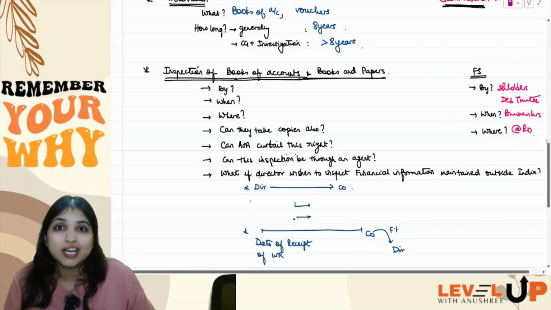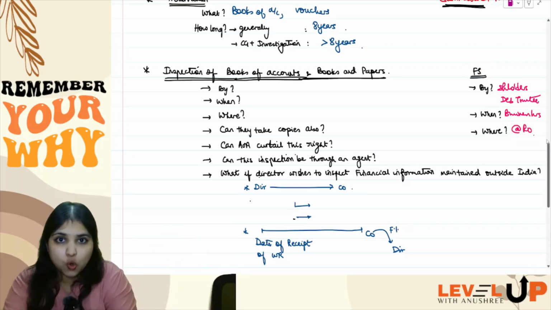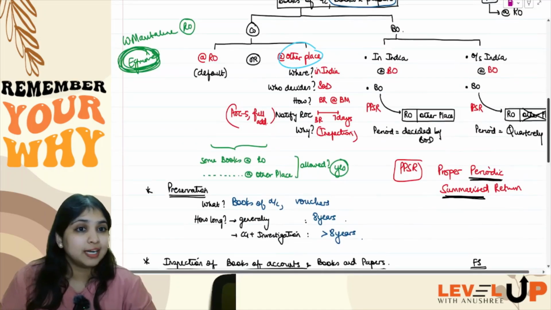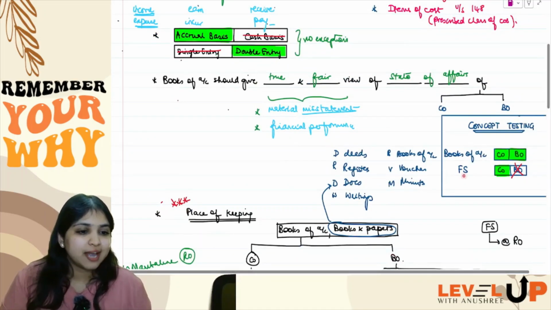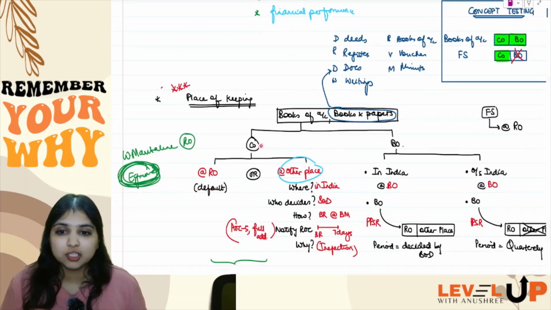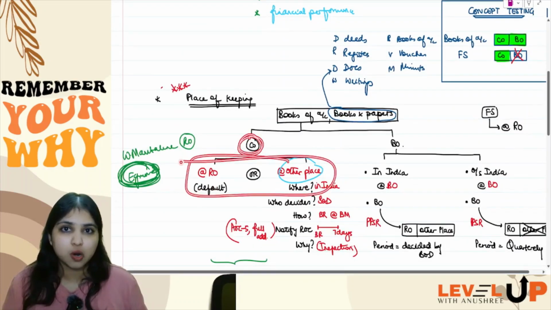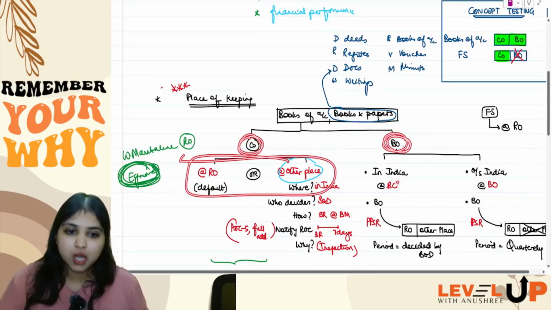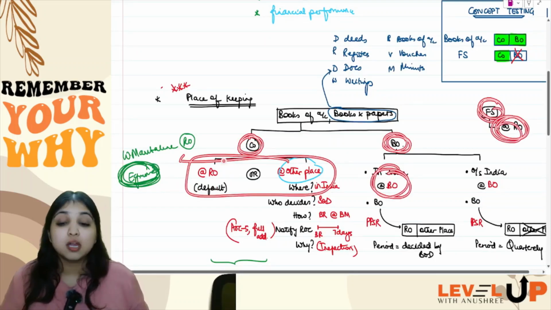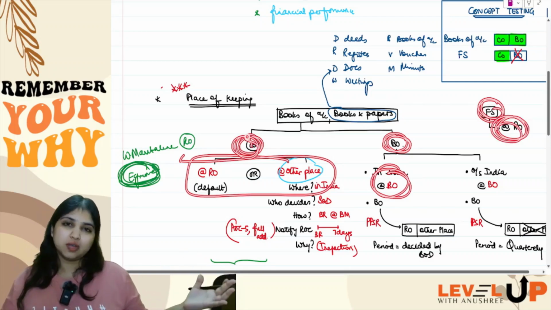So financial statements will be kept only in the registered office. Financial statements, no concept of registered office or any other place, no. Financial statements will be kept only at the registered office. This point I told you here also. You have two options only for the company's books of accounts: branch office books of accounts in the branch office, financial statements in the registered office. Only for the company's books of accounts you have two options.